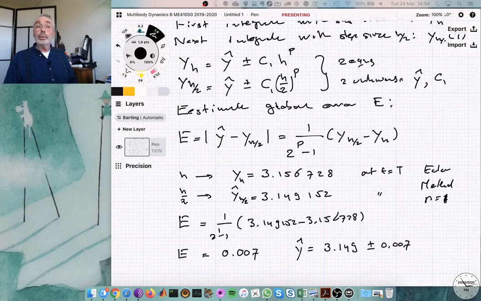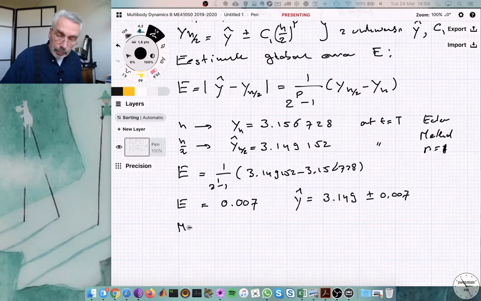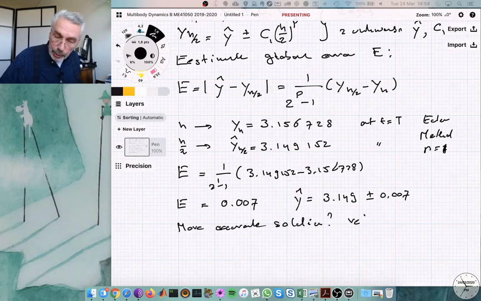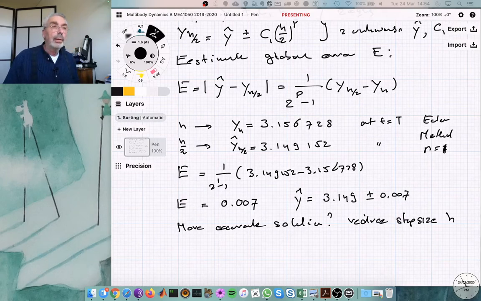And that's a nice way to go about it. And you see, of course, if you use this method and you're not happy with this number, then there's a solution. If you want a more accurate solution, what is the way to go? Well, then you just reduce the step size. You just make h smaller. You have to take more steps, but eventually you will get a better result.